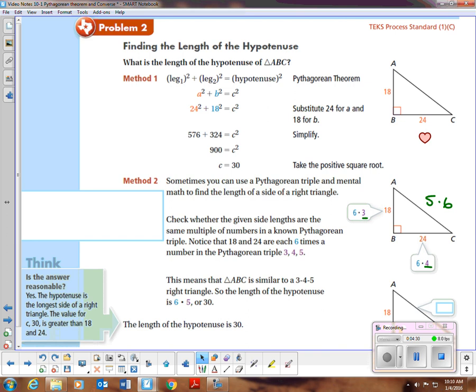But this group had a number in common. So if you see 18 or 24, some numbers in common, you could look and see, does it really make a Pythagorean triple? And if it's one of the ones that you remember, it'll make the problem easier. It'll at least cut down your numbers.